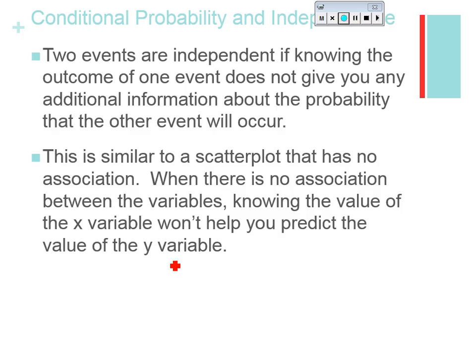So 2 events are independent if knowing the outcome of one event does not give you any additional information about the probability that the other event will occur. We'll take a look at some examples of that in a moment.